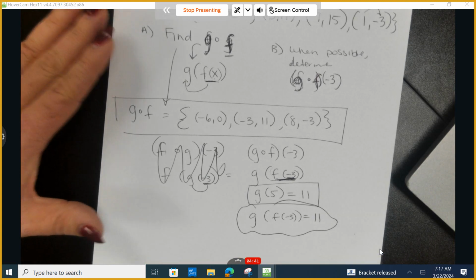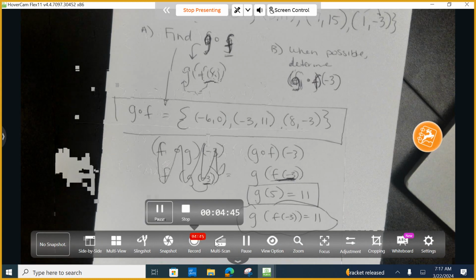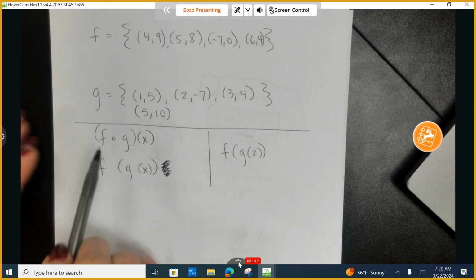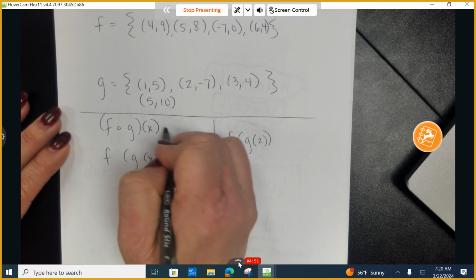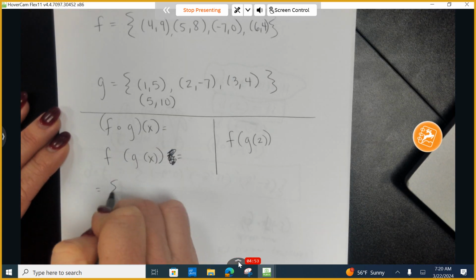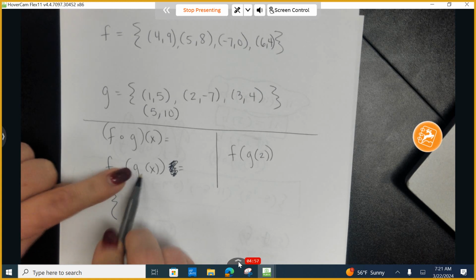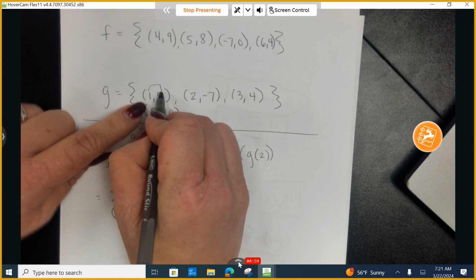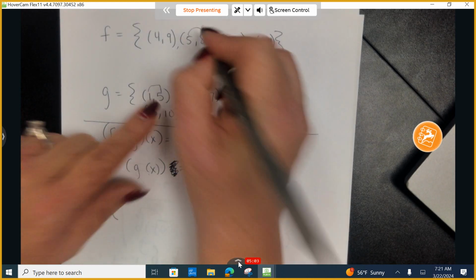Check with your partner to make sure you understand. Let's look at another example. Remember that this is just another form of the exact same thing. So when I come up with this set, if I would have enough room, this is equal to, okay, here we go. I'm going to start on the inside. I'm going to find the input of G. So 1 maps onto 5, and now I go to the outside. Now I take 5 up to the top. Oh, 5 maps onto 8.